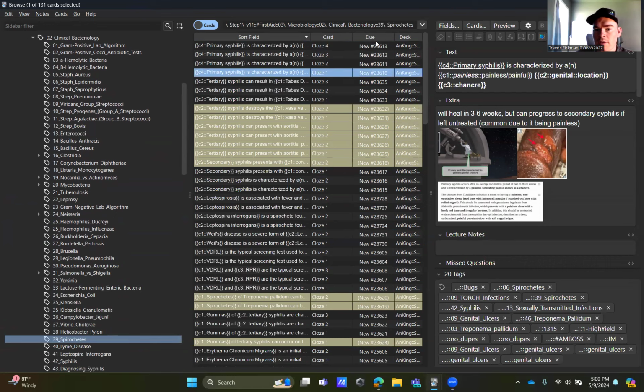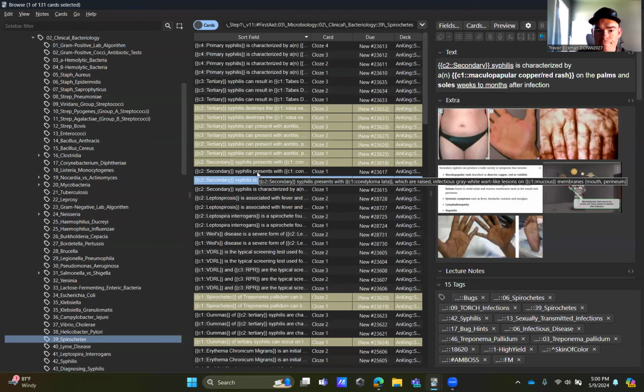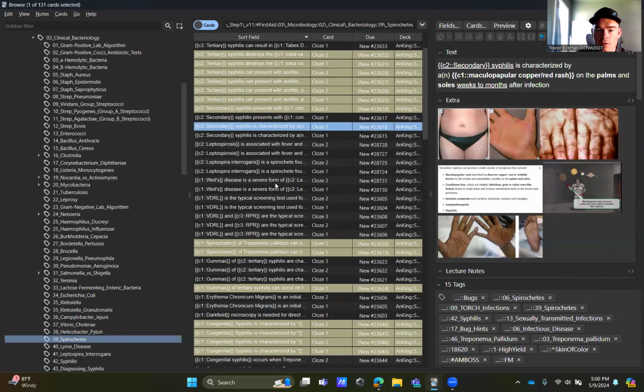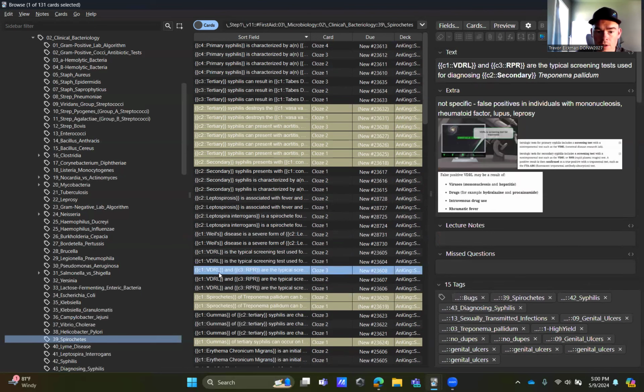So you want to grab the first 7 cards, and then you skip over the next 7, coming down to this card, secondary syphilis is characterized and presents with. So you want these 2 cards here, and you want to grab this big chunk. So all the way down from secondary syphilis presents with down to the VDRL screenings and RPR tests until you get to spirochetes of Treponema pallidum.